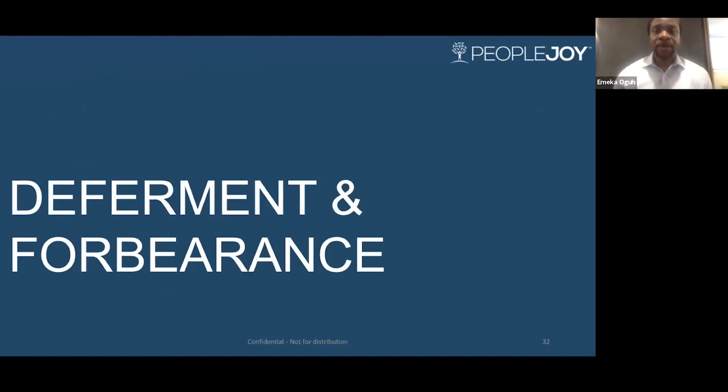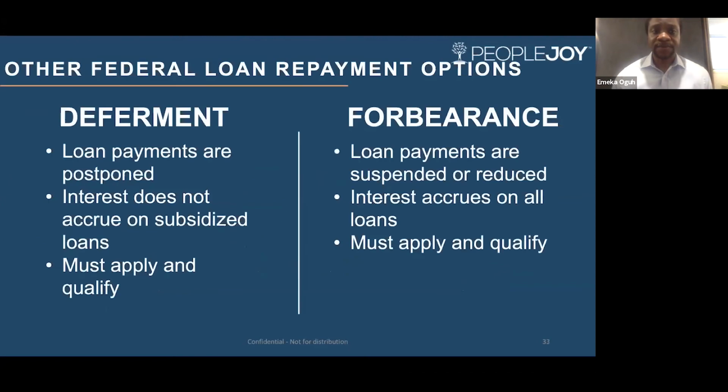So now we're going to move into the topic of deferment and forbearance. Deferment or forbearance allows you to either suspend or postpone payments on your student loans. Normally, you would have to apply and qualify for either of these plans. The only exceptions are when you're in school.